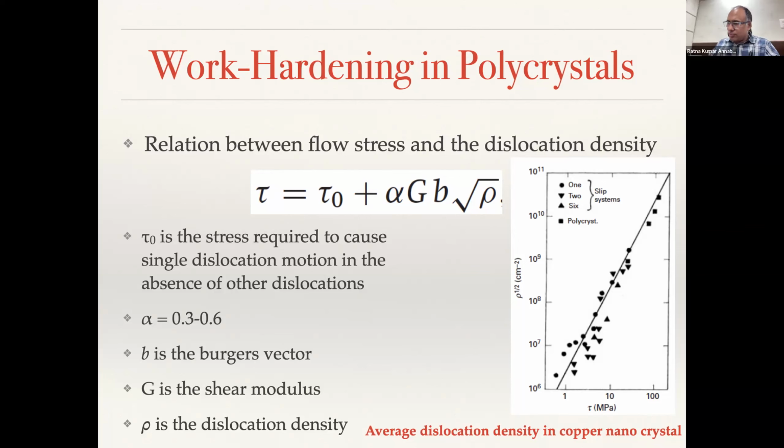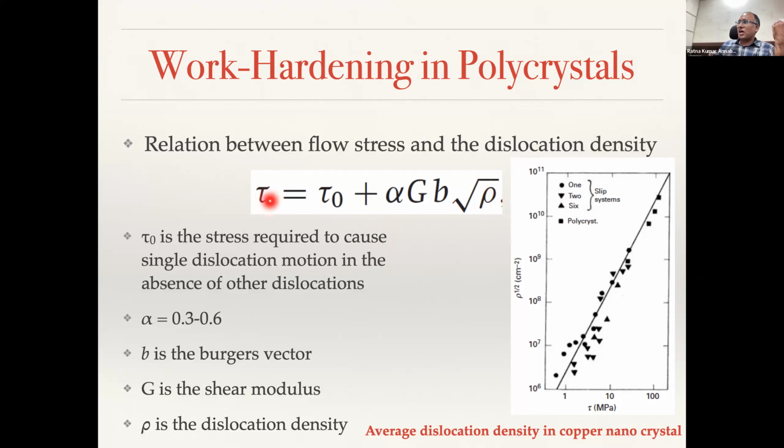So when you are plastically deforming, what happens? There are more slip systems getting activated because the slip systems are rotating during plastic deformation and so on. And hence, because more slip systems are getting activated, more dislocations are moving. That means the number of dislocations is increasing in the system. That is represented by something called dislocation density rho.